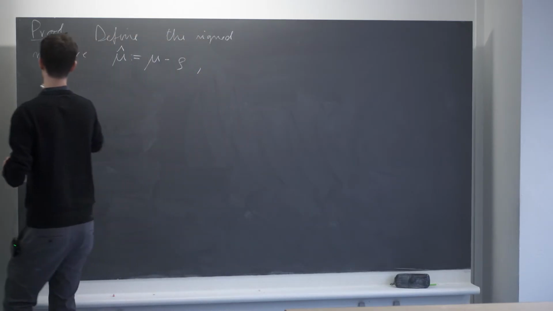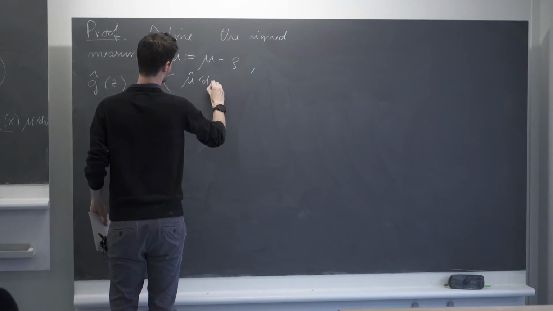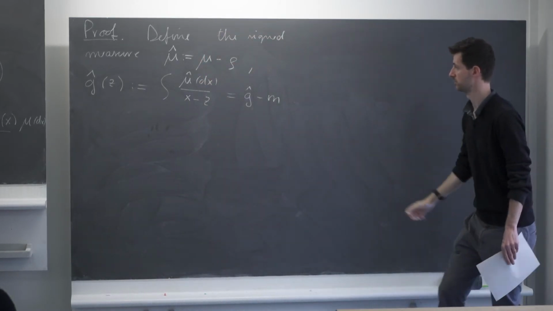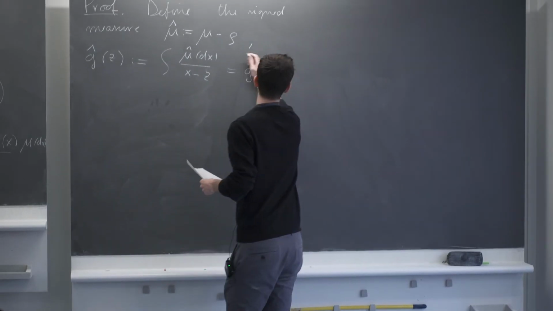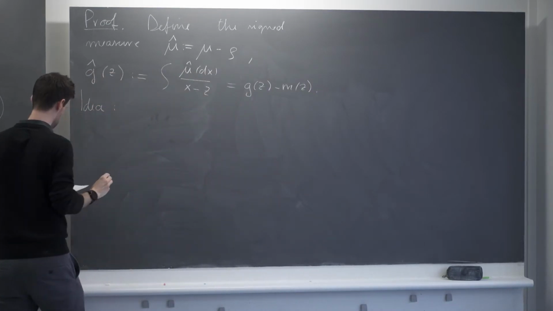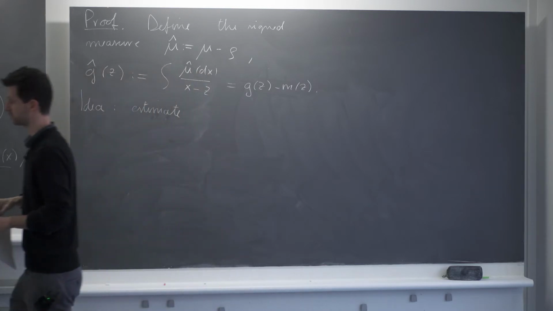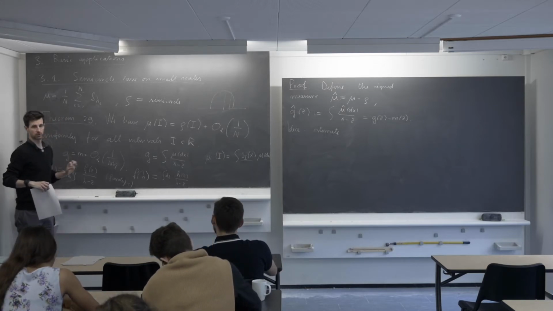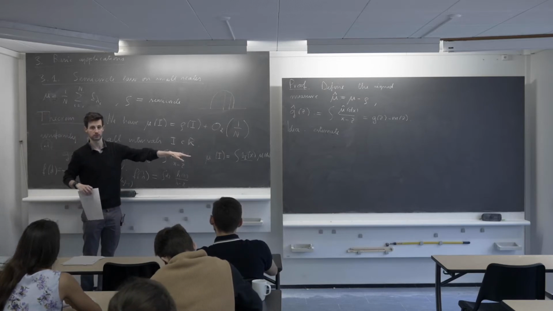And g hat is the Stieltjes transform of this measure mu hat. Which is, of course, equal to g minus m. So, maybe I should put in the arguments. So the idea, as I said, so estimate. And the philosophy here is that thanks to this theorem 11, we have optimal bounds on g minus m. And therefore, if this Helfer-Sjöstrand formula is good enough, it should transport optimal bounds on the Stieltjes transform to optimal bounds on indicator functions. And indeed, it does that.